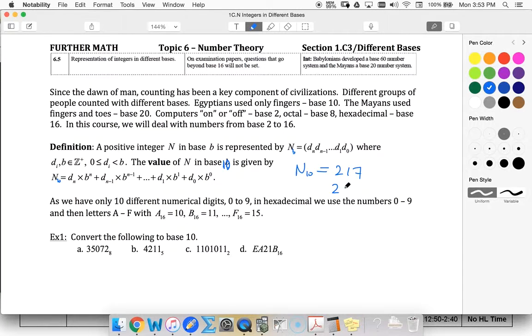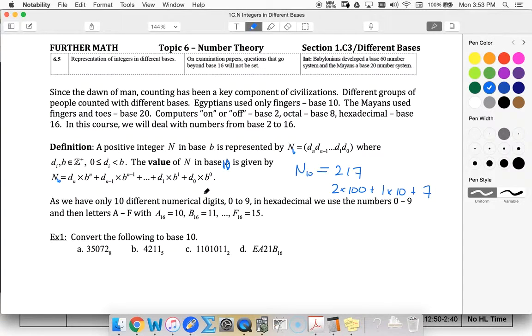is that we have two 100s plus one 10 plus 7. So what we end up with then is 2 times 10 squared plus 1 times 10 plus 7 times 10 to the 0. And so this is what we are writing down here.